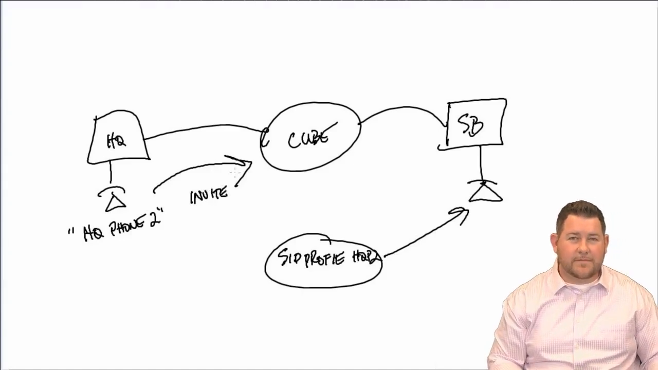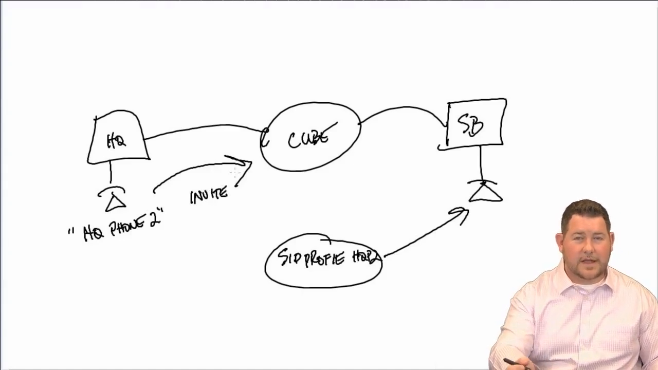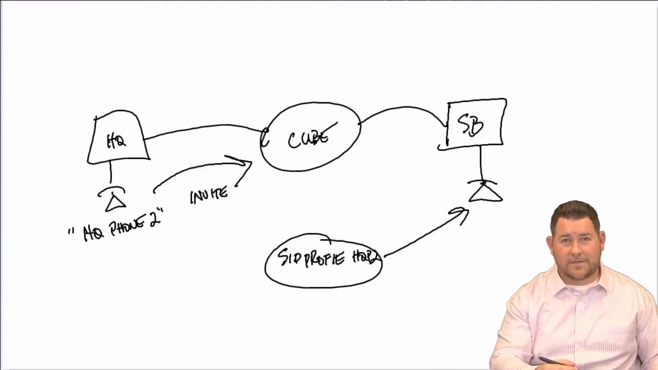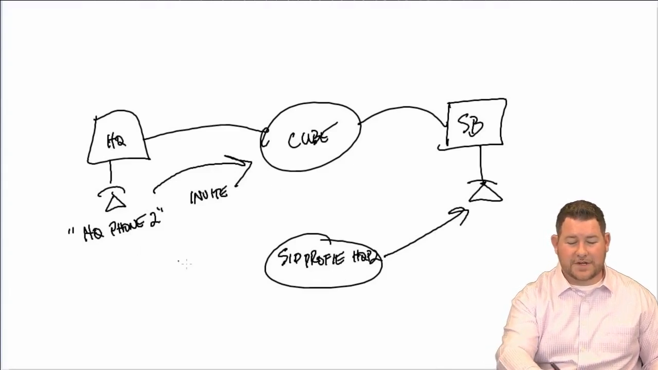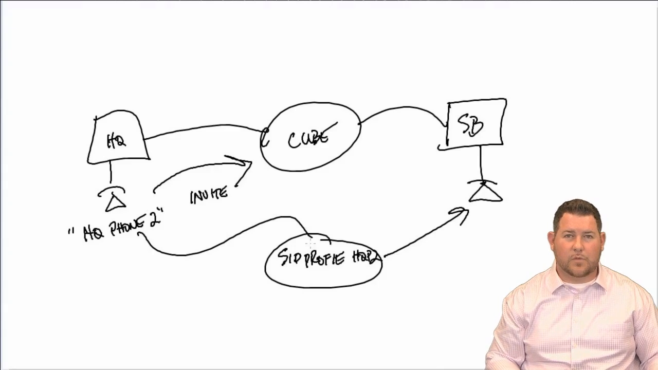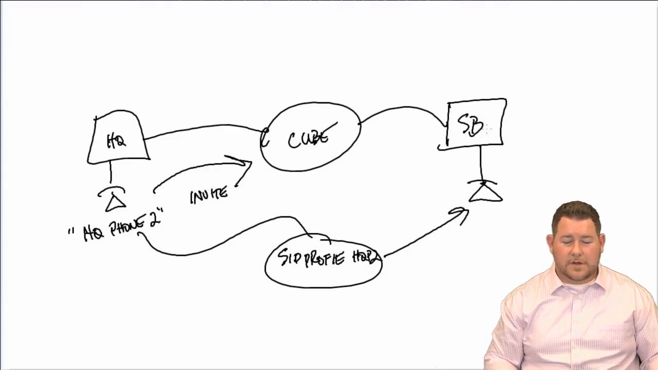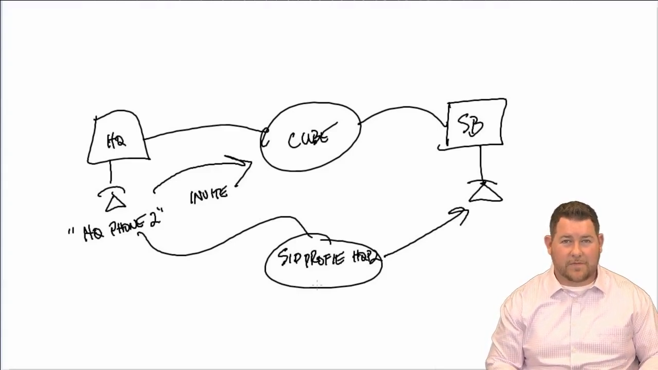But it's going to receive an invite to Cube, and then it's going to say, okay, I've got this string here that says HQ phone 2. I'd really love to change that to SIP profile HQP2. So depending on where that's been applied, whether the dial peer level or global level, it'll change that as it goes out to site B. So we would go through a series of configuration commands to look at that and apply the SIP profile accordingly.